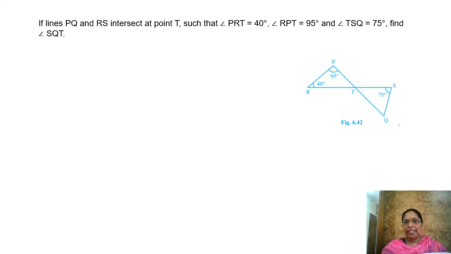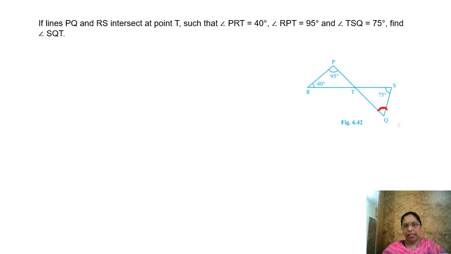Angle RPT is 95 degree. This angle is given as 95 degree. And angle TSQ is 75 degree. Find angle SQT. So which is the angle that you are supposed to find? Can you mark that angle? Draw a rough figure, children. You don't take much time to draw the figure, because the figure will be given in your book. So this is the angle that you are asked to find, SQT.